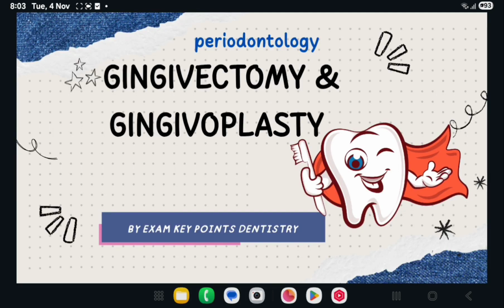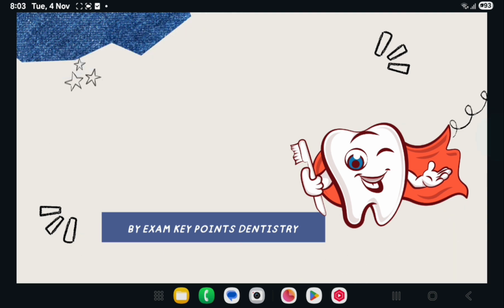Today we are going to learn about two important periodontal procedures, gingivectomy and gingivoplasty. These are very common surgical procedures which are used to reshape or remove the gum tissue to make it healthy and aesthetic. So let's begin in simple language.